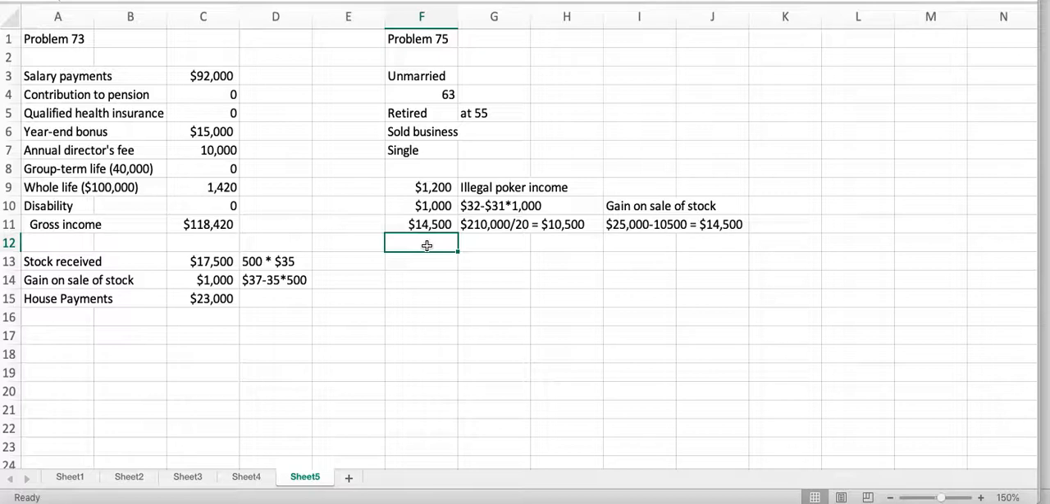D, Ken received disability benefits for the year. He purchased the insurance policy last year. Key word is that he purchased it. And so because he purchased it, 0 is included in his gross income.